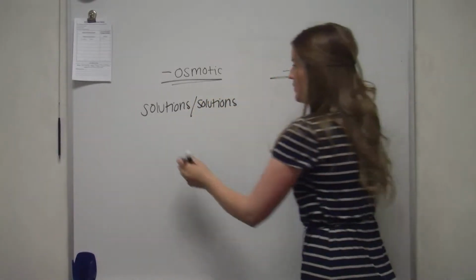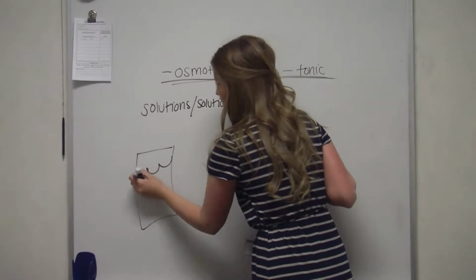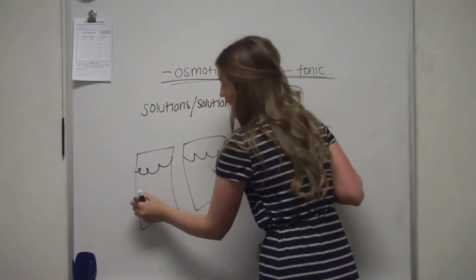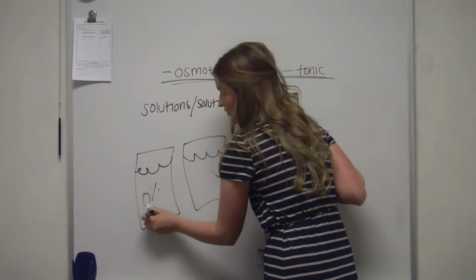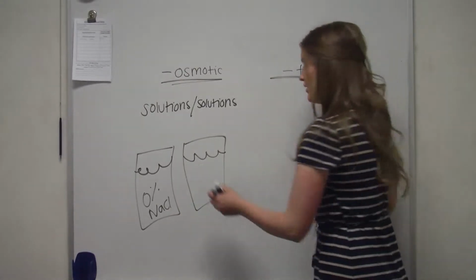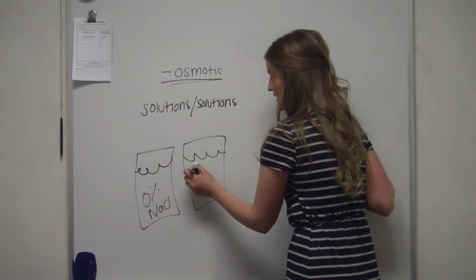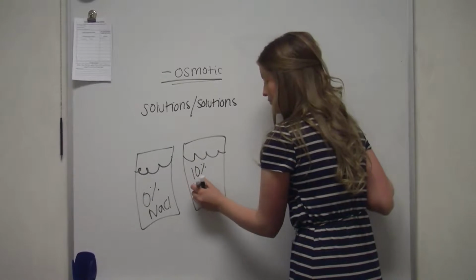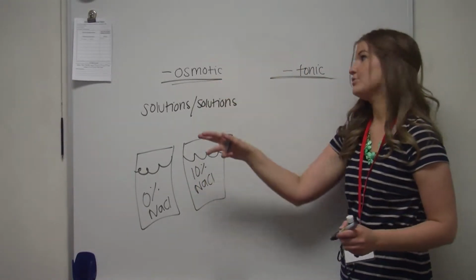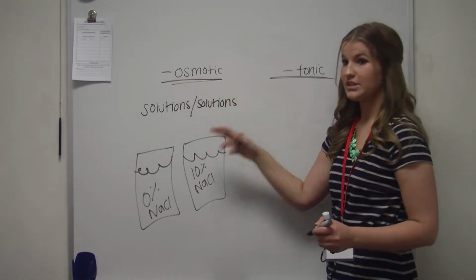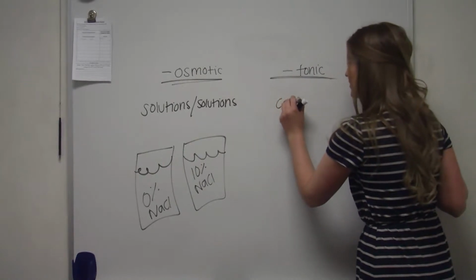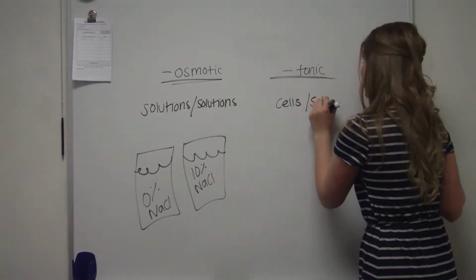So this could be, what does this solution have in comparison to this one? Maybe this one has 0% salt, and sodium chloride is going to be our salt, and it's an ionic bond. And let's say this one has 10% sodium chloride. When you're comparing these, you'd use osmotic at the end of the word to compare those two solutions. Over here, it's going to be cells to solution.